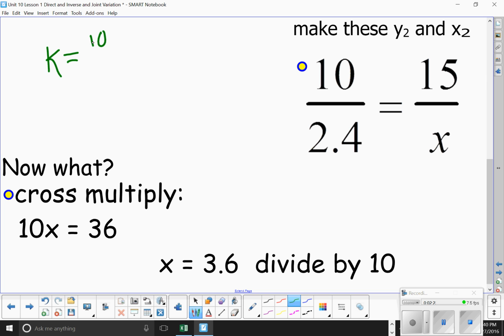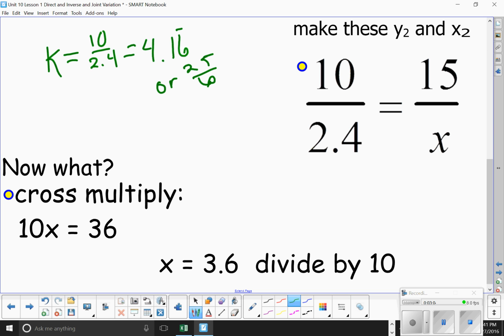Now, the only other thing here is if you want k, the constant of variation, k is equal to 10 divided by 2.4. Well, we don't usually leave decimals inside of fractions, and since we were given a decimal, we'll just do 10 divided by 2.4, which is equal to 4.16 repeating. We could also do 100 divided by 24 and then get the fraction, which would be 25 over 6. So that's my constant of variation.